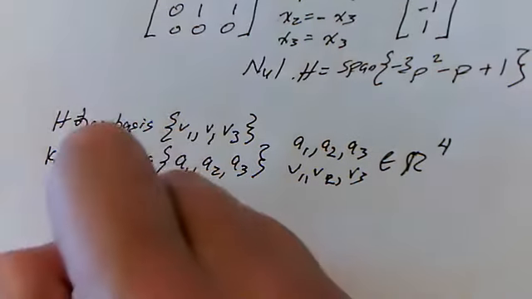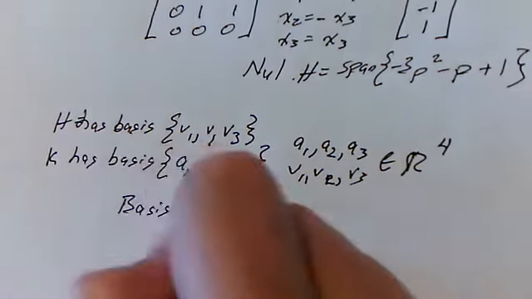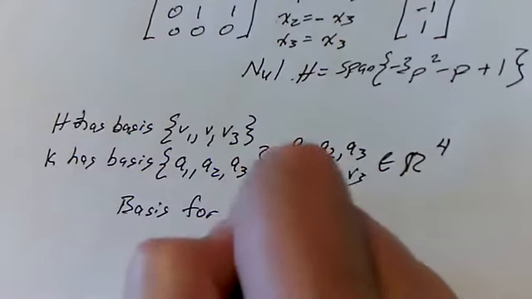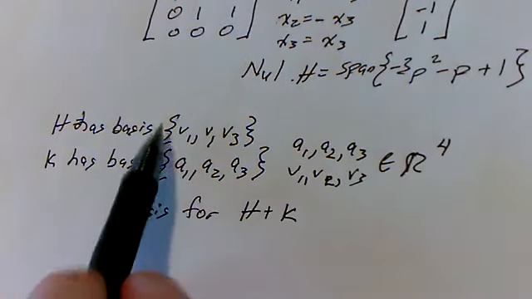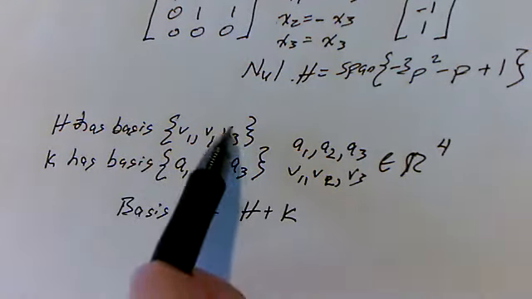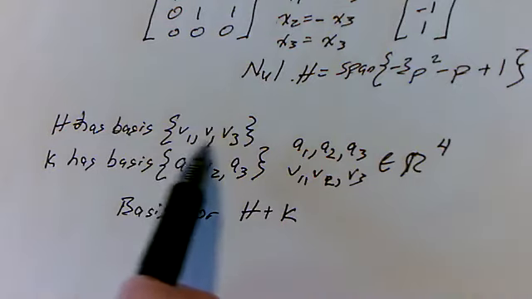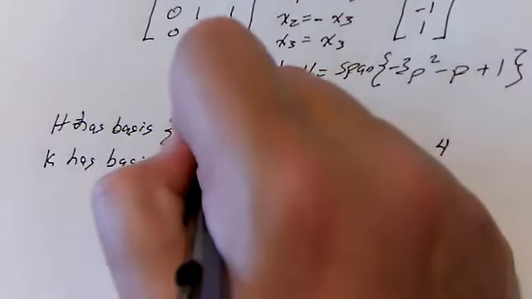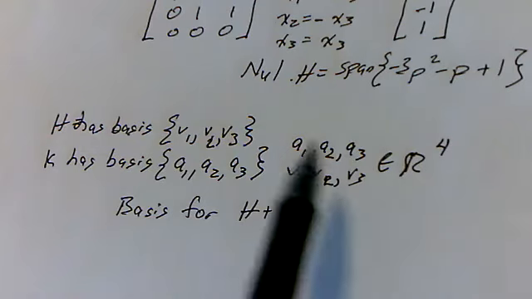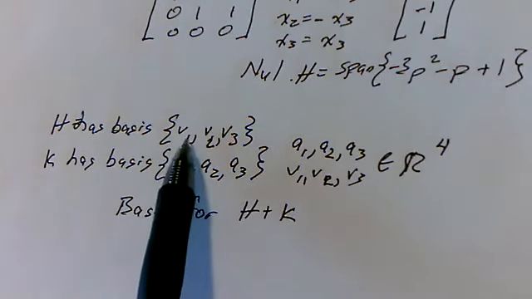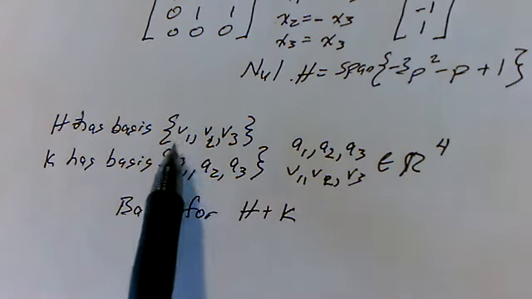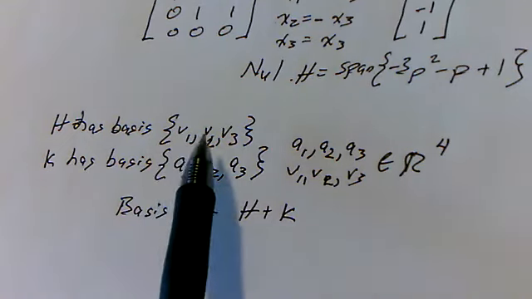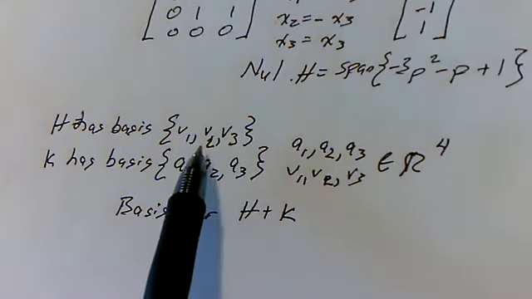So a basis for H plus K can only include at most 4 of these vectors. If I put these spaces together, this is a hyperplane inside of R4 because it has 3 basis vectors. Hyperplane, 3 basis vectors. A plane is 2 basis vectors and a line is 1 basis vector. So each of those relate in that way.